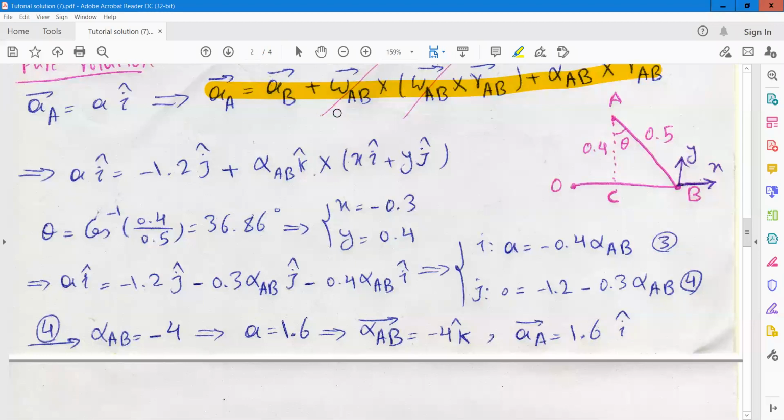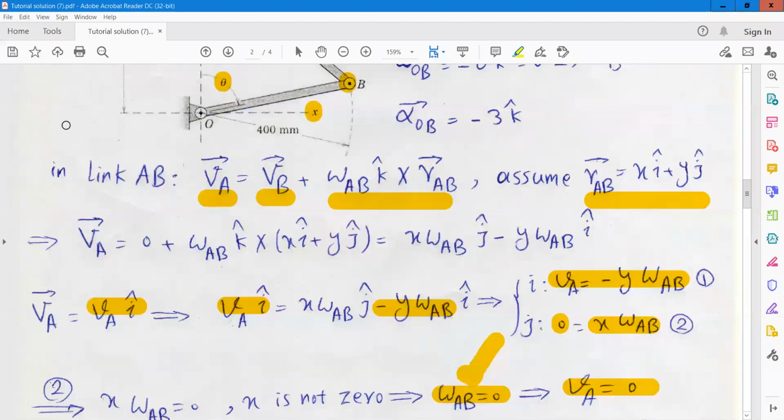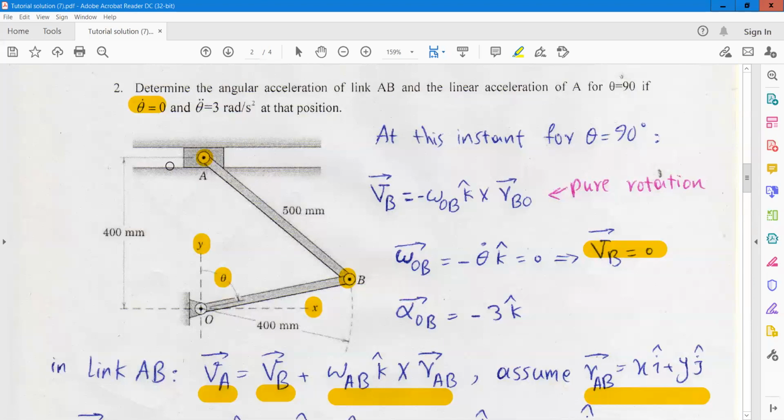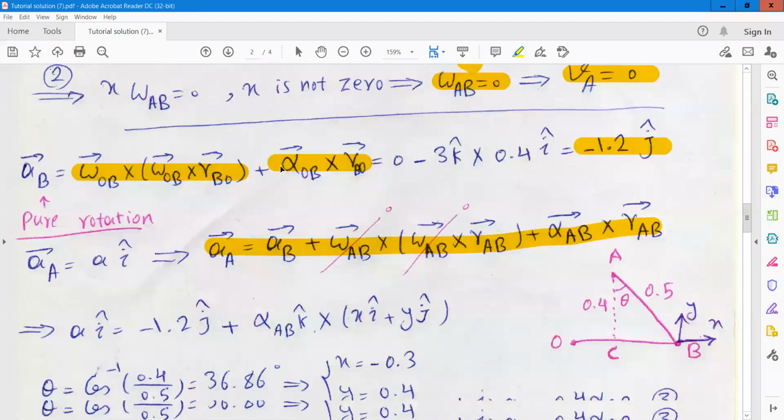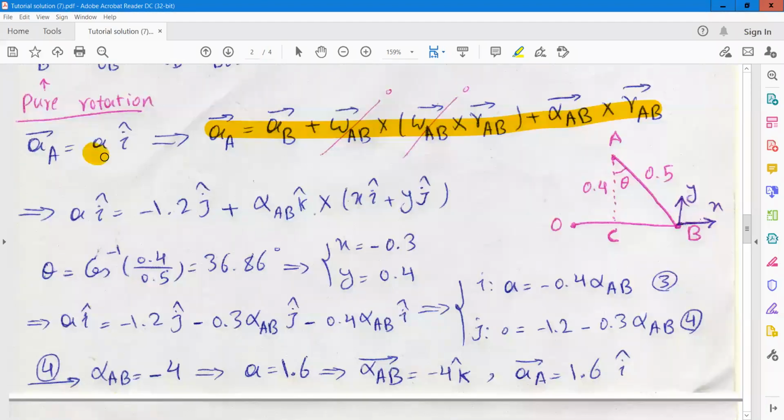You only need to substitute and simplify, because the acceleration of point A here, again similar to the velocity, we know is in the horizontal direction. So we assume that the acceleration of A is A times i, because it only has a horizontal component, or a component in the x direction. So you can substitute here.